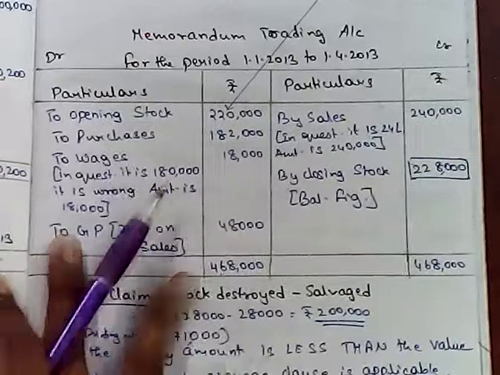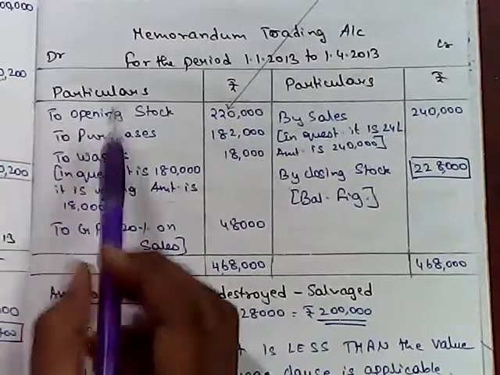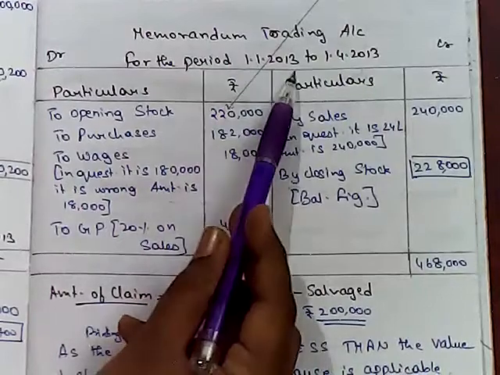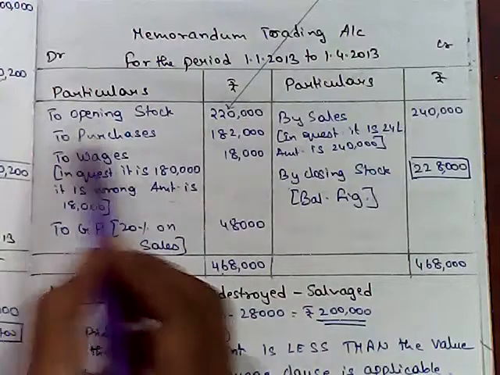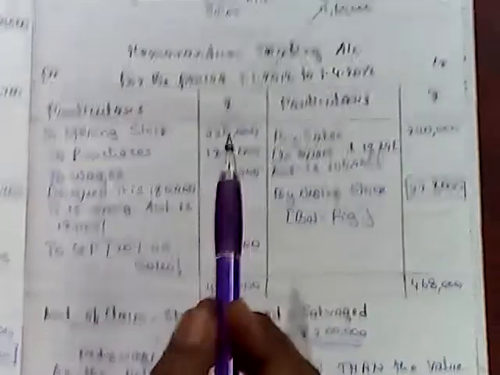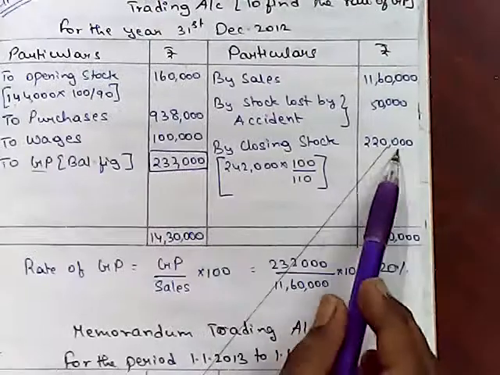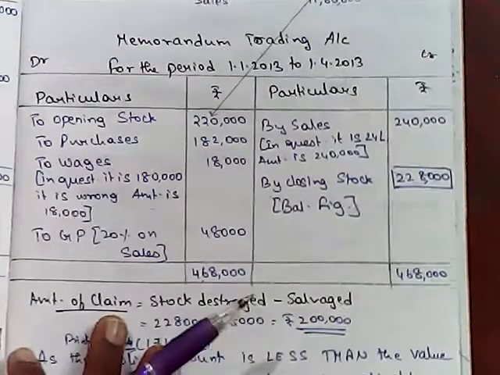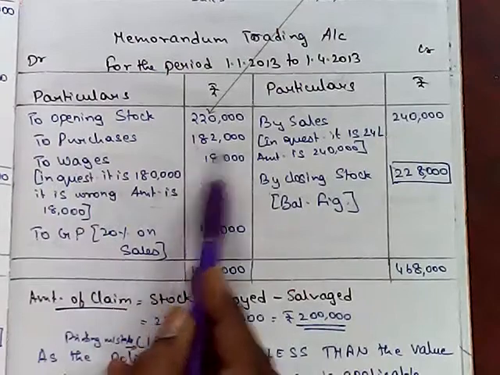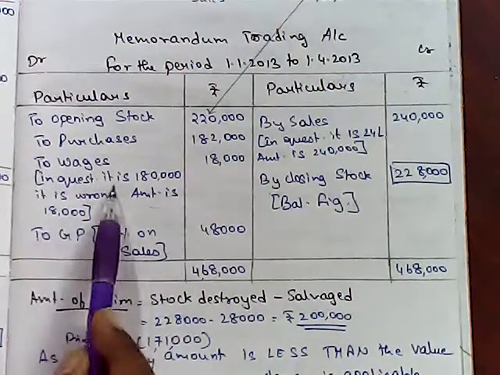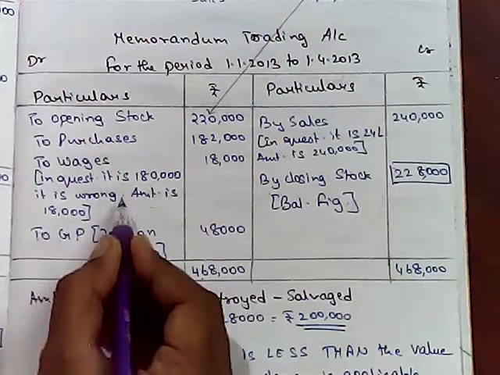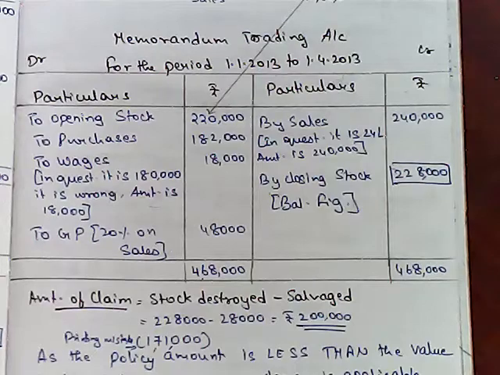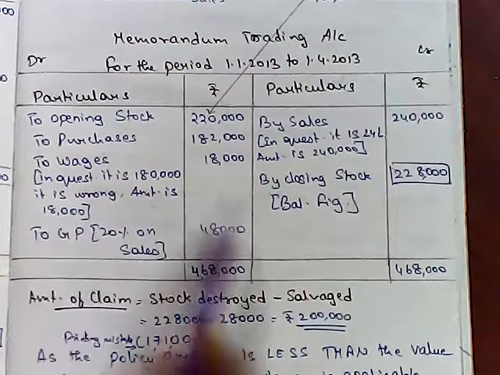Next is memorandum trading account. So here this is for the period from 1/1/2013 to 1/4/2013, till the date of fire. So to opening stock, which is 2,20,000. This 2,20,000 is nothing but the closing stock of the previous year. The closing stock of the previous year would become the opening stock of the current year. To purchases, which is 1,82,000, to wages. In the question it is 1,80,000, which is wrong. The correct amount is 18,000. That is, there is a small printing mistake in your material. So the wages is 18,000.